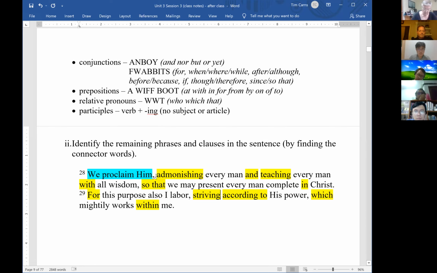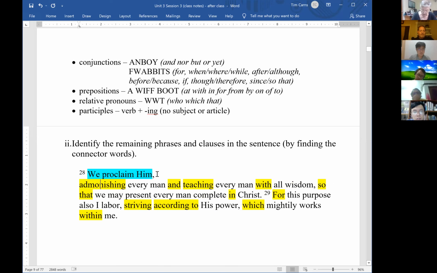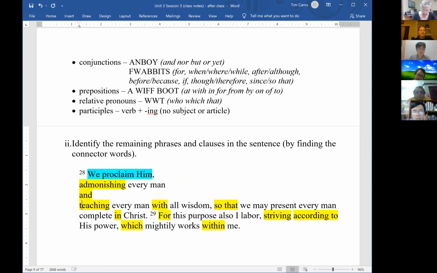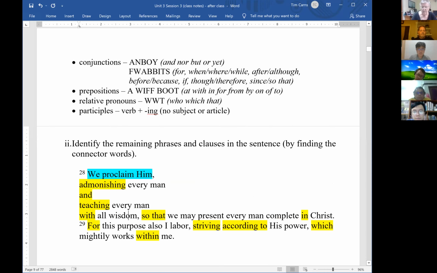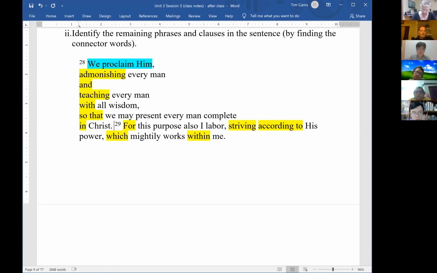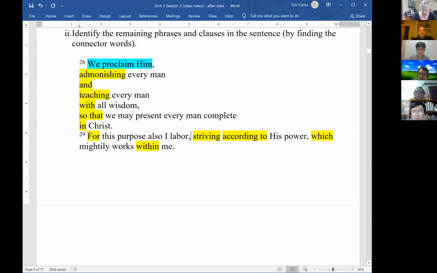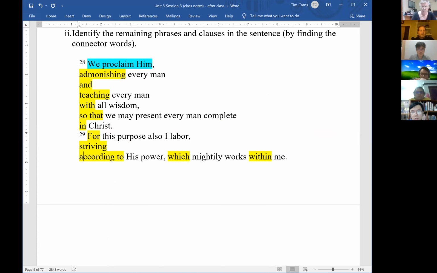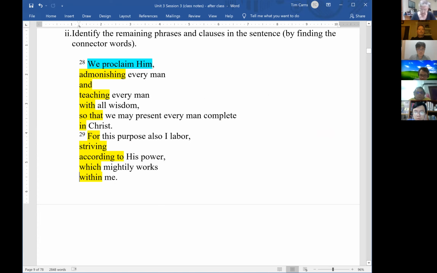All right. So I think we have identified all of the connector words. Then what I like to do after that is break up each of the phrases and clauses at each connector word. Remember that the connector words begin a phrase or clause, they introduce one, but they also show where the previous phrase or clause ends. Okay, great. Thanks, Dwayne.